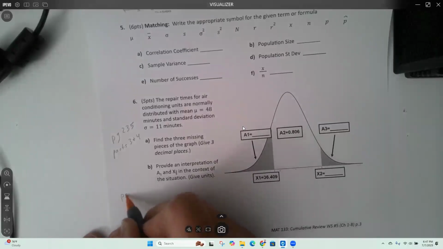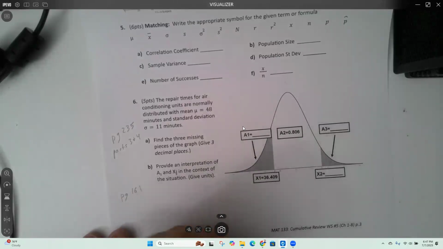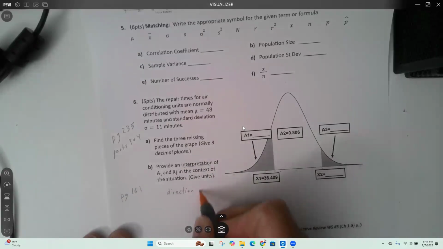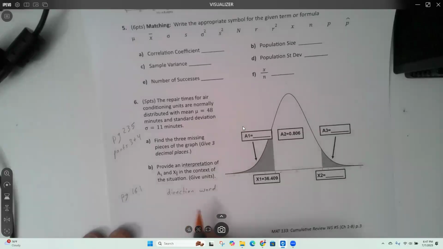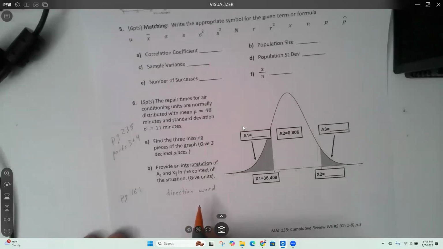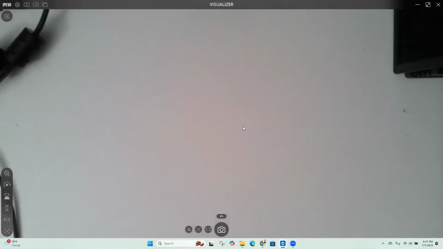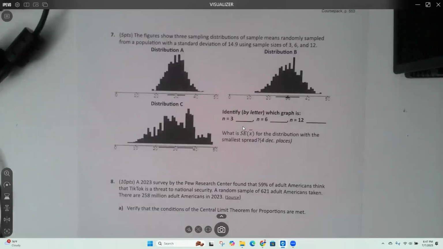Okay, so you can find how to do that on page 161. Don't forget to interpret what this means in the context of the situation, which means you need a direction word. More than, less than, between. All right. On our last page, we will give you a few more hints and then we'll jump in and do some math.